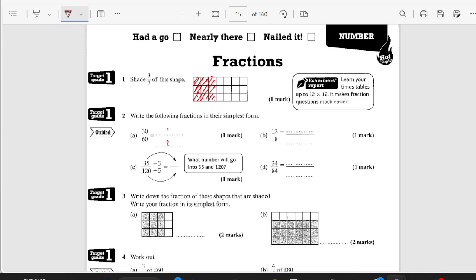For B, 12 and 18 both have the number 6 in common, so 6 goes twice into 12 and 3 times into 18, so it's going to be 3 over 8.